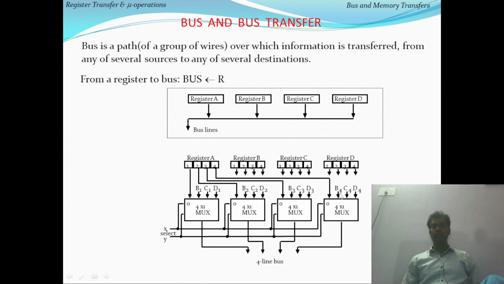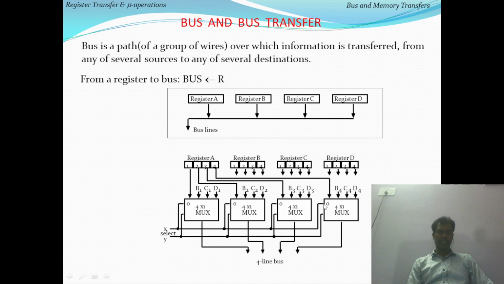So when it is 0 0, all the first inputs of the muxes will be transferred. All the first inputs are the bits of register A, all the second inputs are the bits of register B, all the third inputs are the bits of register C, and all the fourth inputs are the bits of register D. So when it is 0 0, all the muxes will give the 4 bits of register A, and these are connected to the bus lines.